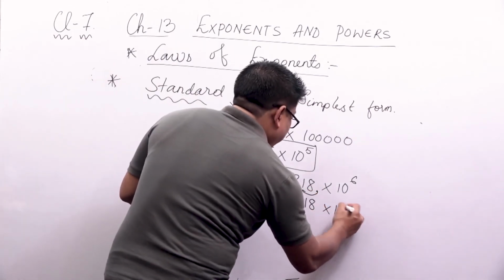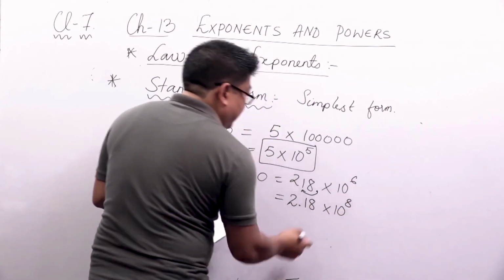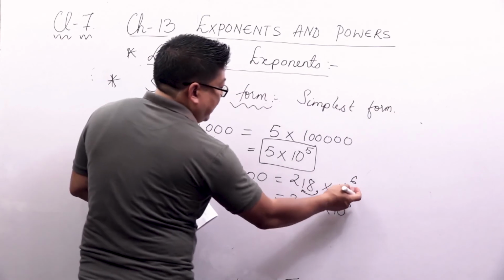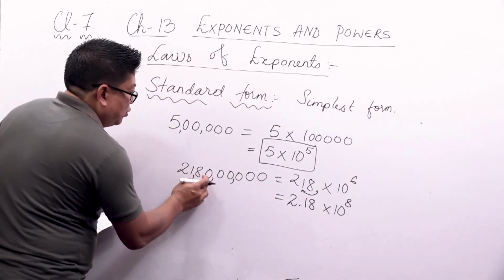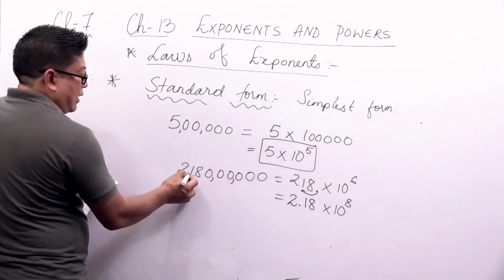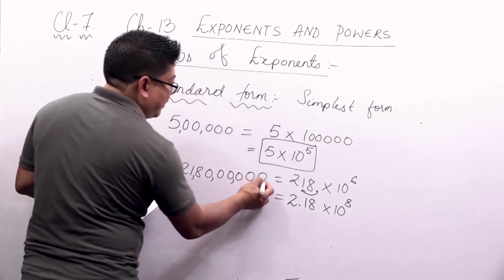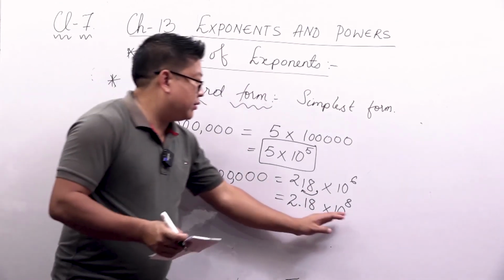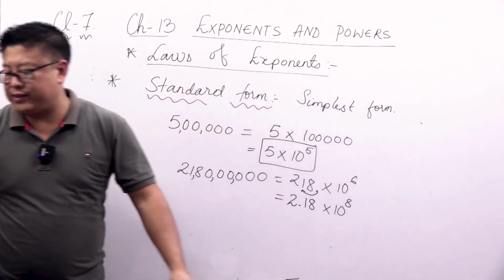So what happens is, the power becomes 8. I have increased by 2 again. See, 1, 2, 3, 4, 5, 6, 7, 8. I put the point here, so I started counting from here. 1, 2, 3, 4, 5, 6, 7, 8. So that's why I wrote 10 to the power 8. We will come to this in the later part of the exercises.